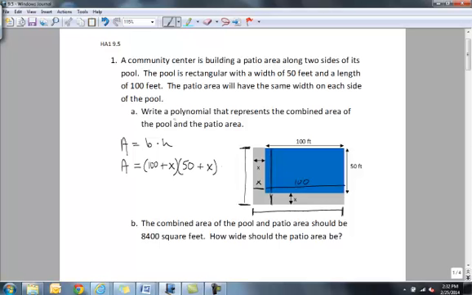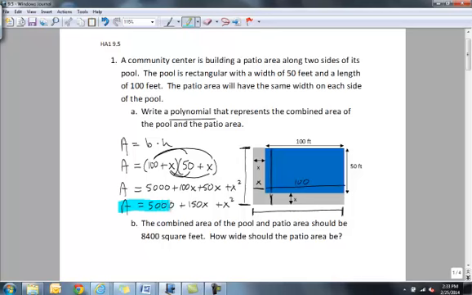Okay, so it did want a polynomial, and so we've got to FOIL this out. So area is equal to, here are my firsts, there are my outers, there are the inners, and then of course the lasts. So my final answer would be 5,000 plus 150x plus x squared. Okay, so I've written the polynomial. We're good to go on A.